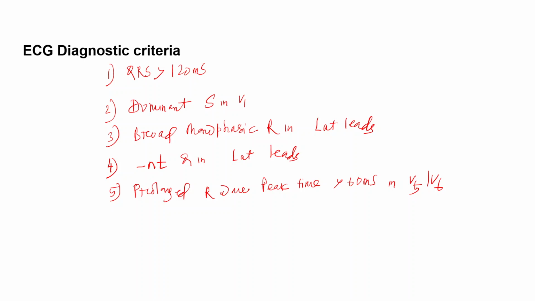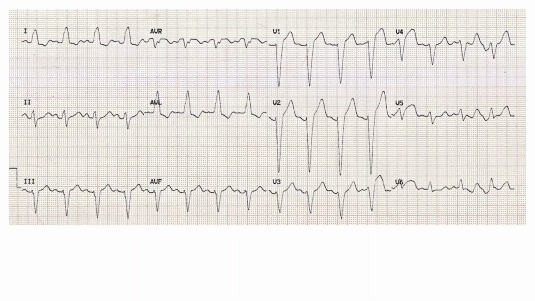Go to LBBB now. We'll see some ECGs. Now again, this is an example of LBBB. You can see here there is a wide QRS complex, that is more than 3 boxes or more than 120 milliseconds. You can see there is a predominant S wave in V1, and a predominant R wave, a monophasic R wave, in V6 or the lateral leads. All the lateral leads: 1, aVL, V5 and V6.